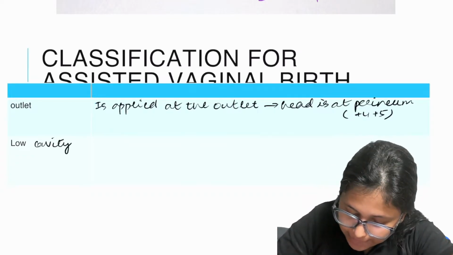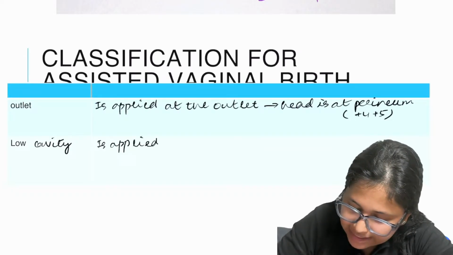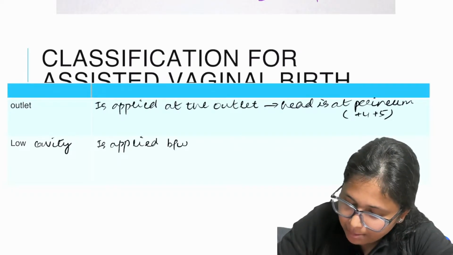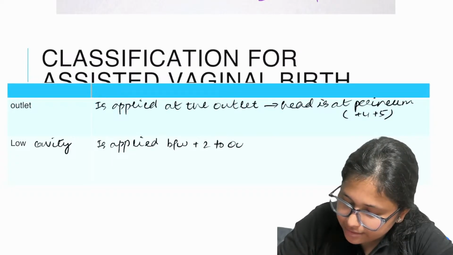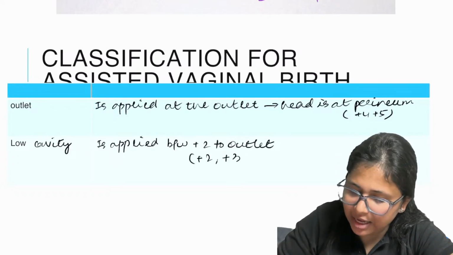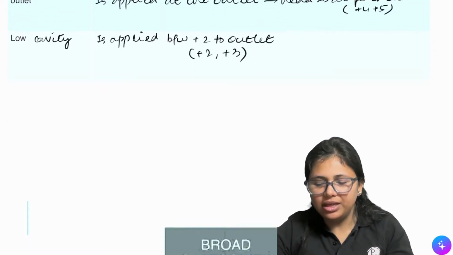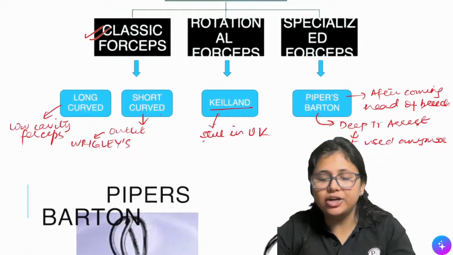So it is applied in the lower part of the cavity, but not at the outlet, between +2 to outlet. Between +2 to outlet, basically at +2, +3, we are applying low cavity forceps. Right. So this is about the different kinds of forceps that you might be given.